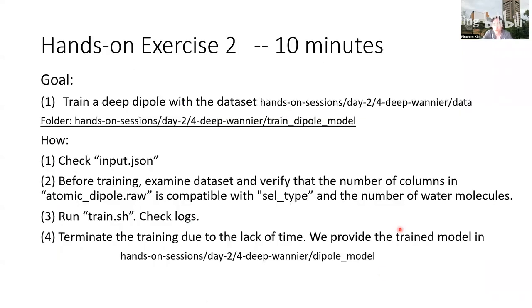Next, we are going to do 2 exercises in the breakout rooms. The first one is training a deep dipole with the provided dataset in this folder. If you still have the training script from yesterday's tutorial, you can compare the provided training script in this folder to yesterday's training script, and you will see the difference. We will have about 10 minutes for you to set up the training. Of course, in 10 minutes it's impossible to finish the training, so please cancel the job if you see it runs successfully and starts to give you the outputs.